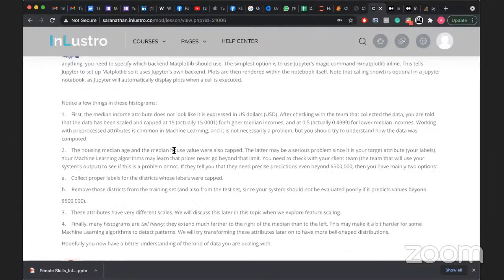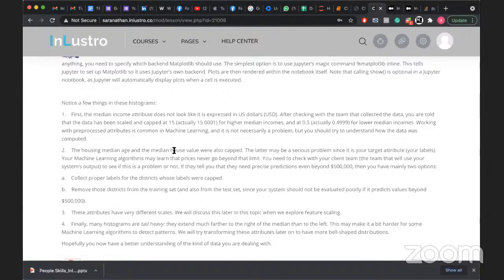If the predictions go beyond 500,000, then there are two options. One, you can collect proper labels for the districts whose labels were capped. So you find out those labels and add them back into the data set, or remove those districts from the training set, and also from the test set.